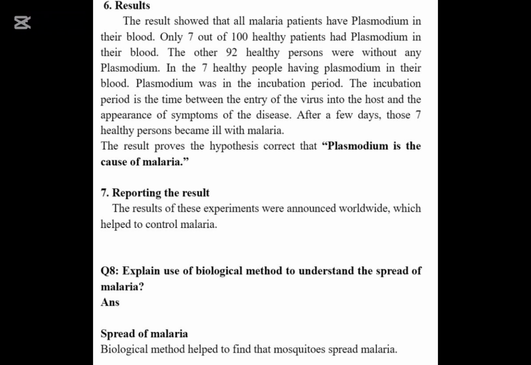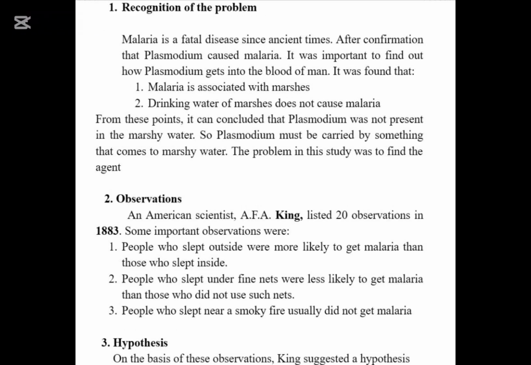Okay, students, so our next question is: explain the use of the biological method to understand the spread of malaria. How does Plasmodium get into our blood? Today we will see how scientists use the biological method to prove that mosquitoes spread malaria. Step 1 is the recognition of the problem.